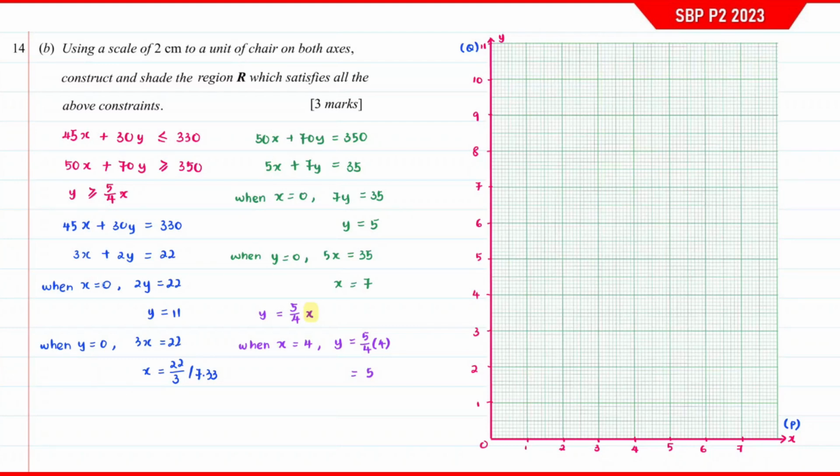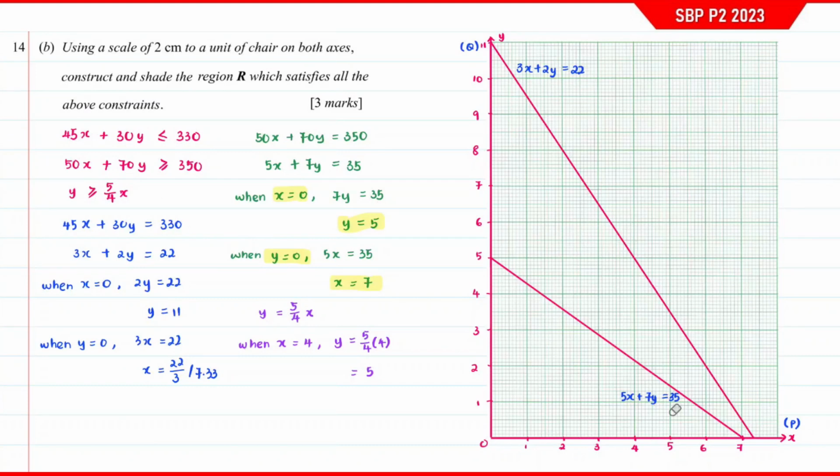So for the first equation with these points, it will look like this. Now for the second equation with these points, it will look like this. And for the third equation with the y-intercept equal to 0 and this point, it will look like this.